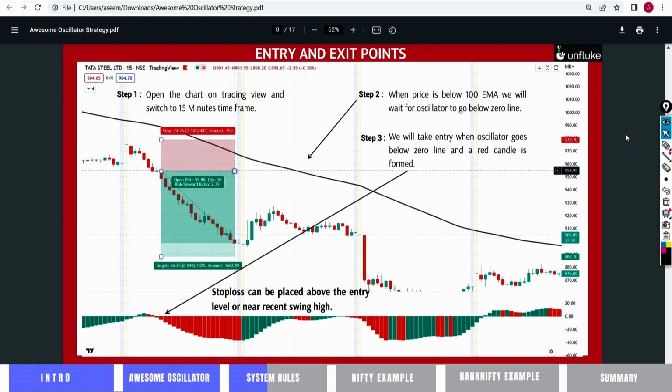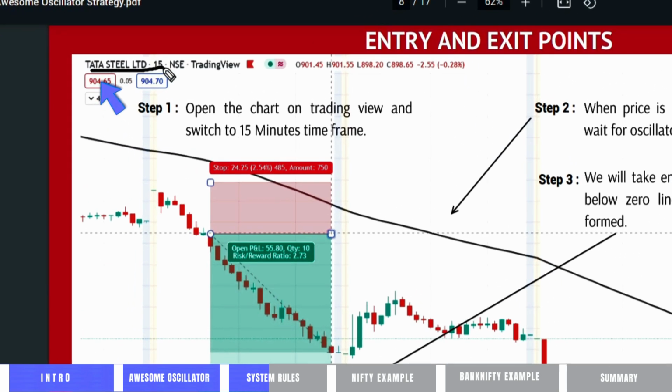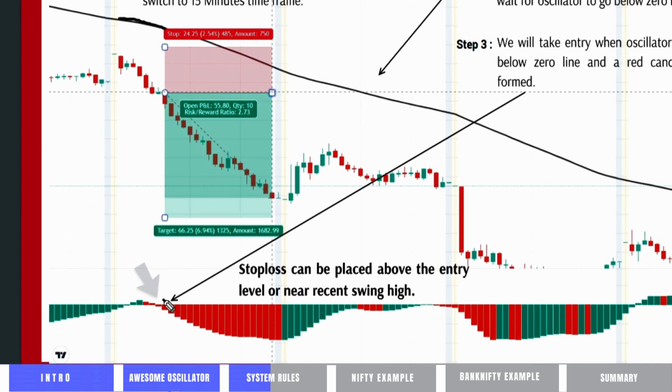So now I'm showing you the entry and exit points on a selling example, and I'm showing you Tata Steel on a 15 minutes time frame. This time we can see that the stock has been below the moving average, so we are only thinking of short trades, and this is the first time that the Awesome Oscillator became less than 0 and it showed the red candle. So this is the time where I will be taking a short entry, and I can again put this as my stop loss. And you can see that the stock went down pretty quickly, and we can exit when the Awesome Oscillator started giving green candles. So somewhere right at the bottom, again right at the bottom is where we are taking the exit.